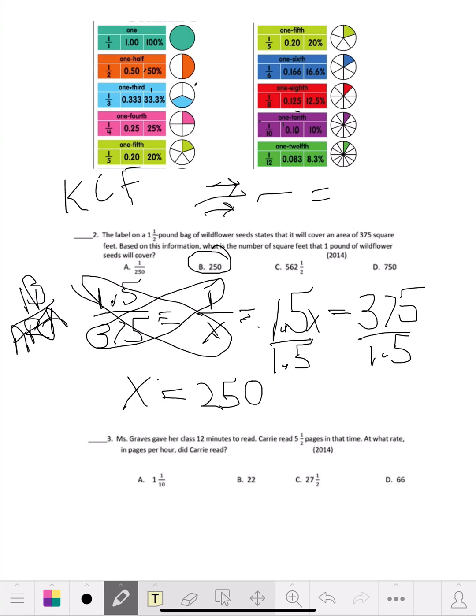So we know a 1.5 pound bag, which is bigger than a 1 pound bag, covers 375. So that kind of common sense is going to tell you that a smaller bag is going to cover less square feet. It can't cover 375 because it's a smaller bag. So that tells you D, 750 square feet, isn't the right answer. And 562 square feet, that isn't the right answer either. And now I don't even know how many square feet 1 over 250 is. That isn't even a square foot. So, without even doing any math, I just solved that problem.